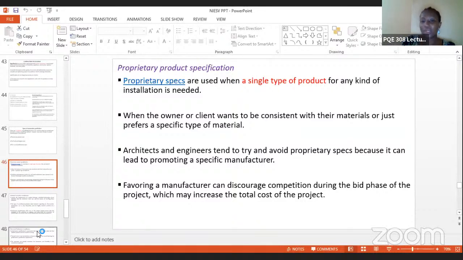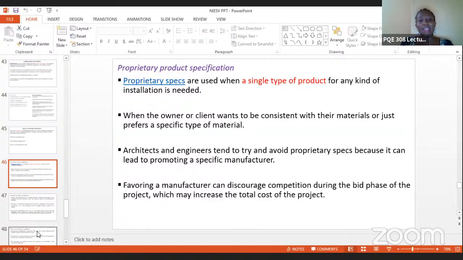The owner or the client wants to be consistent with their materials, or just prefers a specific type of material. And of course, architects and engineers or any other professional involved in a project where proprietary product specification is being used won't like it because it limits competition and it tends to promote a specific manufacturer. You know, there's nothing like competition. Because there's no competition, the manufacturer knows you are coming for his products. The market is not competitive. So what do you expect? It's going to increase the total cost of a project.